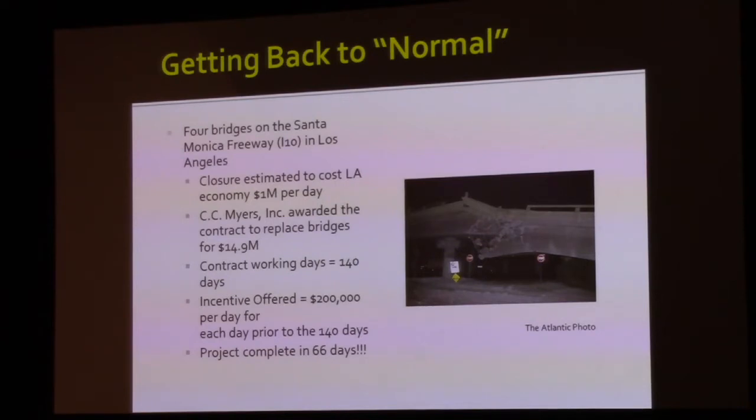The contractor was C.C. Myers on the project, awarded the contract. It was a $15 million project. The design, which was done very quickly, was for 140 working days. They were offered incentives to shorten that as best they could. And when all was said and done, the contractor was able to complete that work in 66 days.